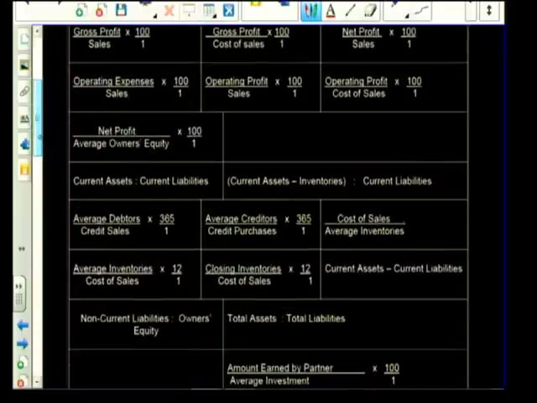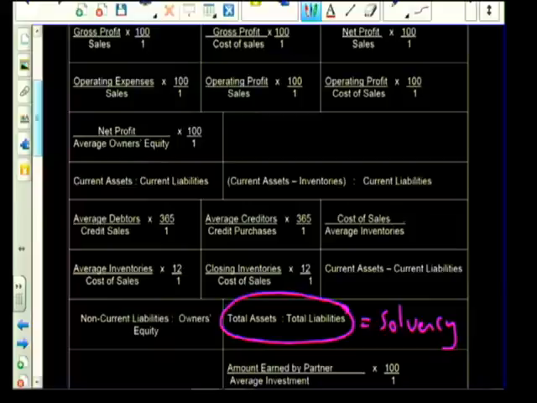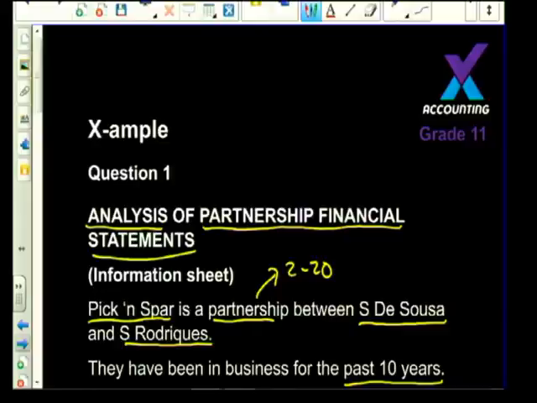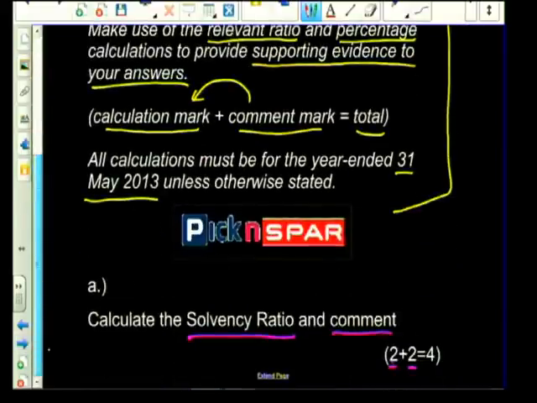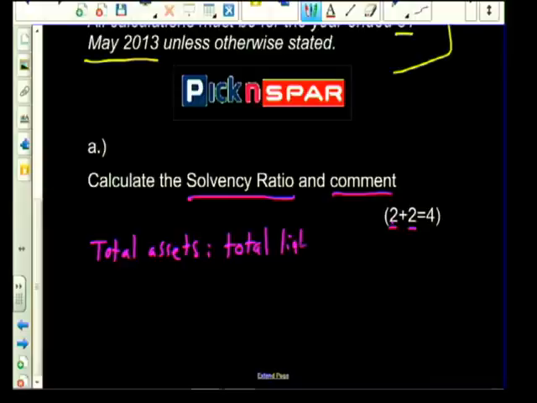Here's our full formula sheet, and you will see it's this one over here that I'm circling. Total assets to total liabilities is your solvency ratio. So it's expressed as a ratio of total assets on the left, total liabilities on the right. Let's go back and write that ratio down for our question. So we're going to calculate total assets as a ratio to total liabilities.